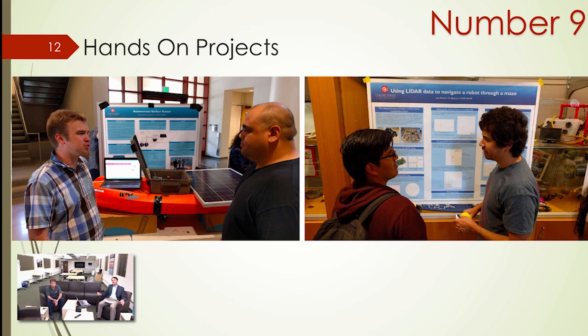On the right is a couple students who participated in the Cal State University undergraduate research competition, and their project was related to using a range sensor called a LiDAR sensor to navigate a robot through a maze. And so they built a maze, they built a robot, attached the sensor to it, and then designed algorithms for navigating through mazes.